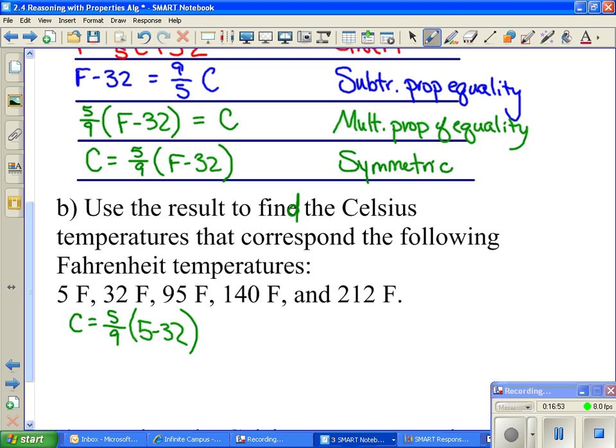And you know, if you put it in your calculator just the way you see it, I would always do 5/9 in parentheses, just so you don't make a mistake, and then parentheses 5 minus 32. And you get negative 15, which is negative 15 degrees Celsius. Okay, and you put a little C behind it so you know it's Celsius.